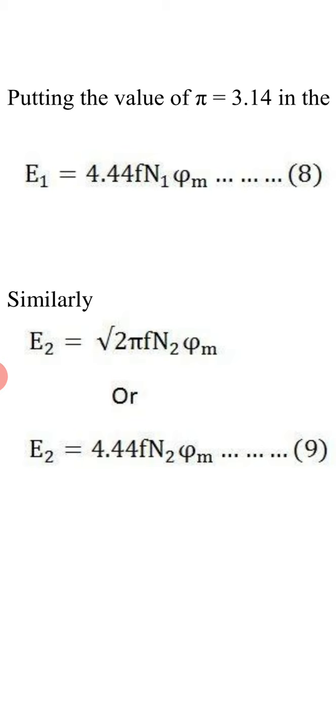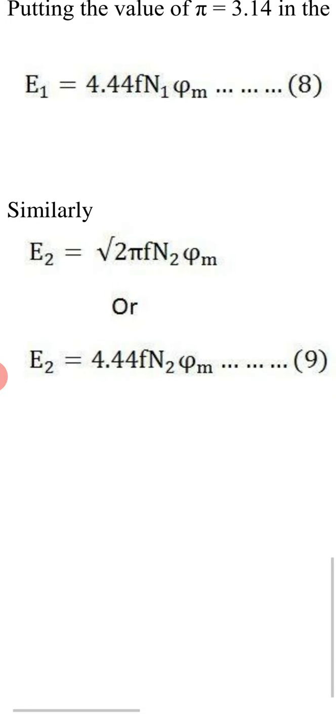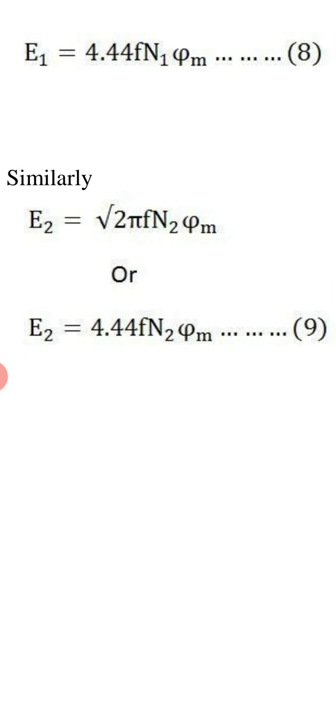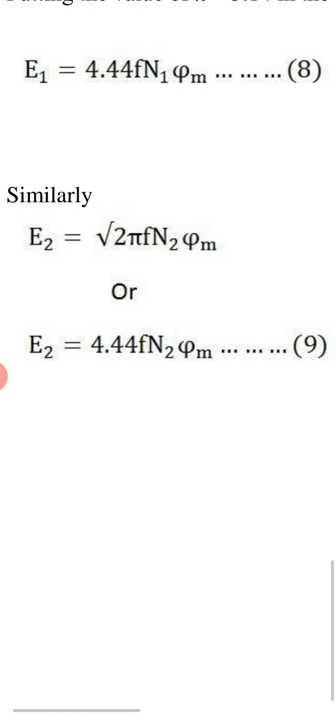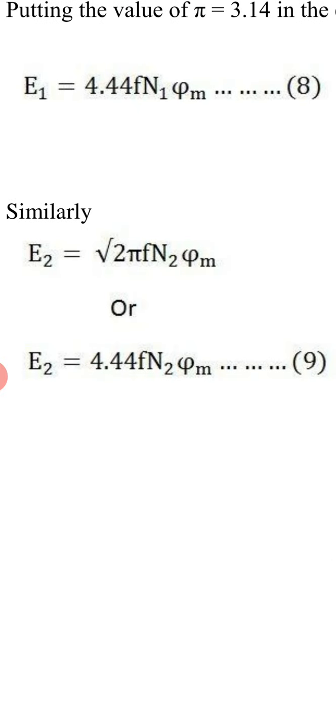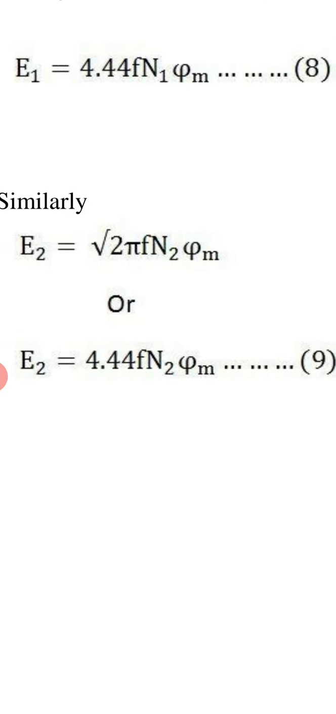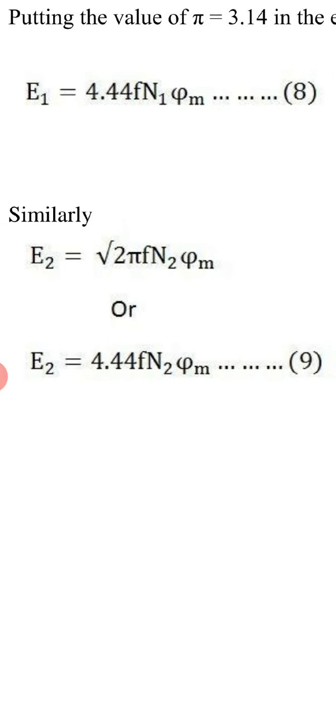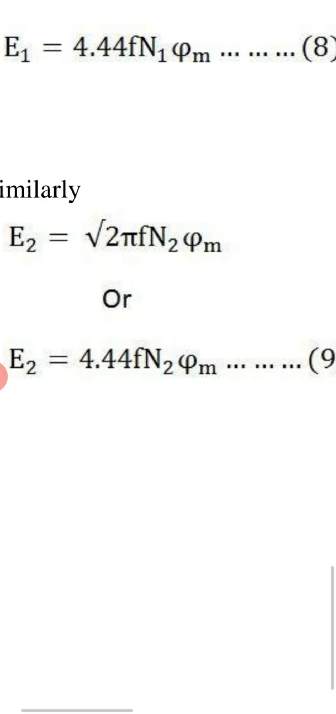Now the same flux links with the secondary winding too. So for the secondary winding, the induced EMF will be 4.44 f N2 phi m. Here everything is the same in these two equations, but only the number of turns are different. As we discussed earlier, the induced EMF in both the windings depends upon the number of turns of the same winding. So induced EMF can be different because the number of turns can be different. For the secondary winding, E2 is 4.44 f N2 phi m.